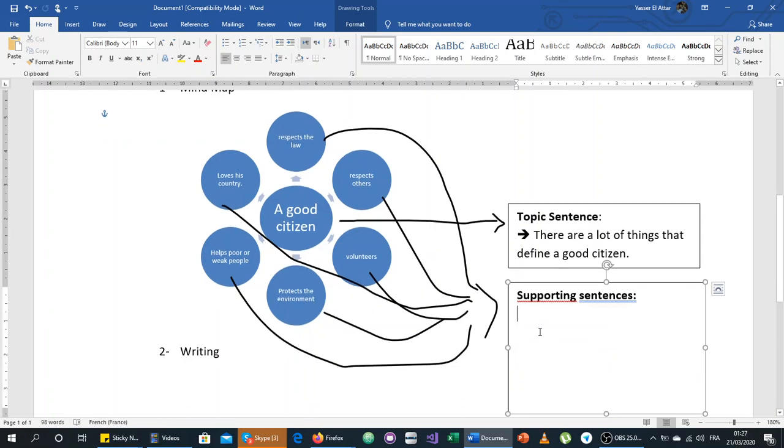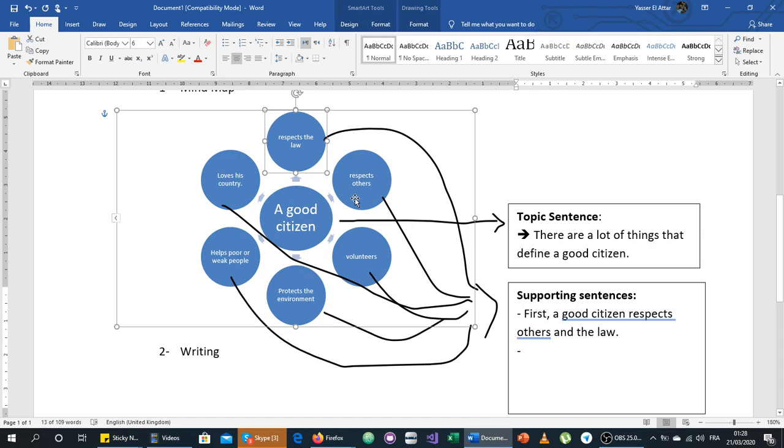Now we go to the supporting sentences. For the supporting sentences, we have a lot of things. For example, this one. First, a good citizen respects others, okay, something like this. Respects others and the law, okay. In one sentence, we can make two ideas, or we can make each of them in another sentence, okay.